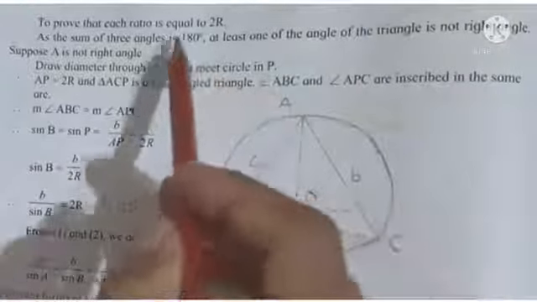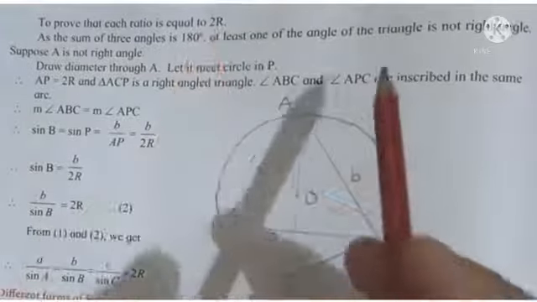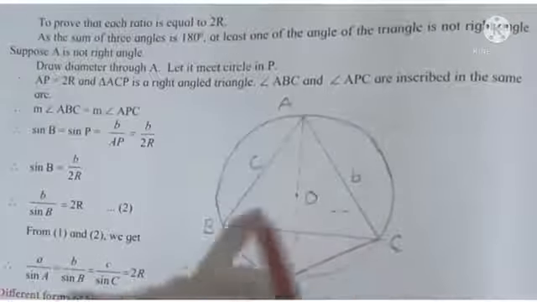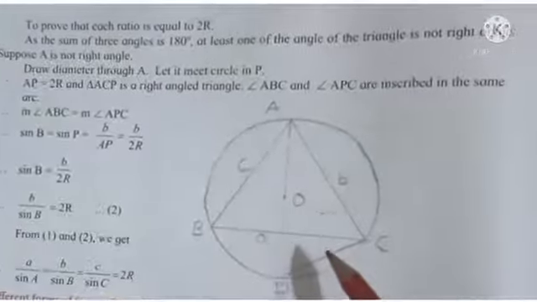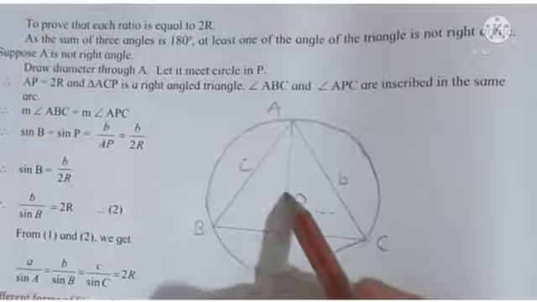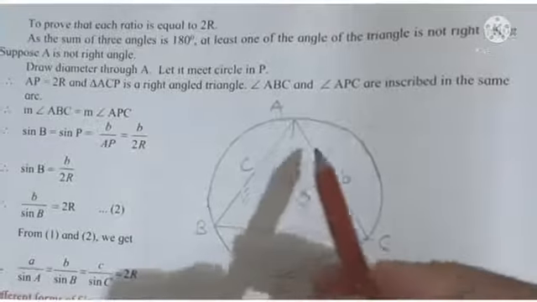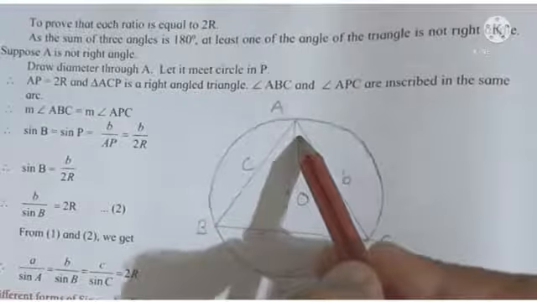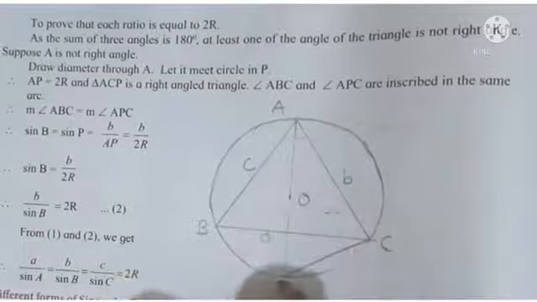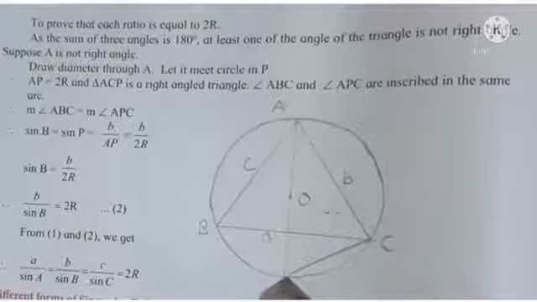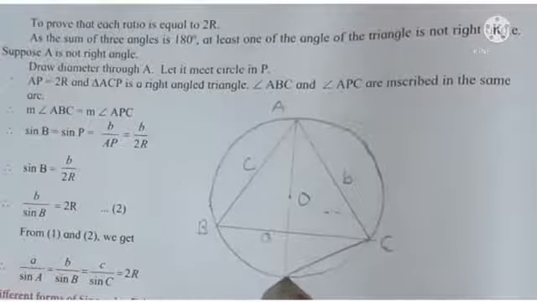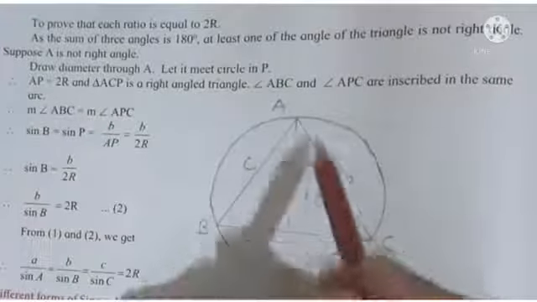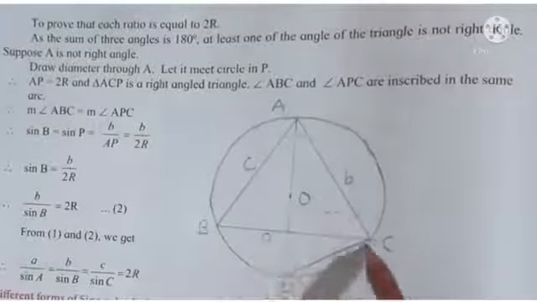So we prove each ratio is equal to 2R. Now we know that the sum of all three angles of a triangle is 180. At least one angle of the triangle is not a right angle. So we suppose that A is not a right angle. We draw a diameter through point A, which meets the circle at point P. Then AP becomes 2R. Now consider triangle ACP.